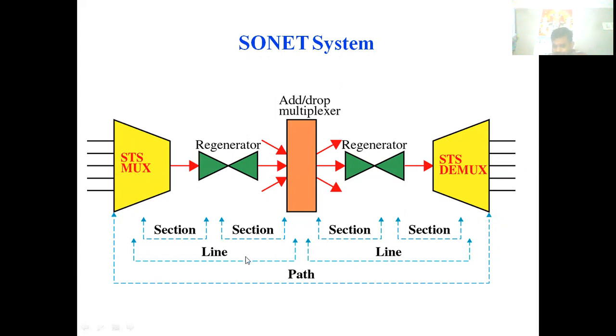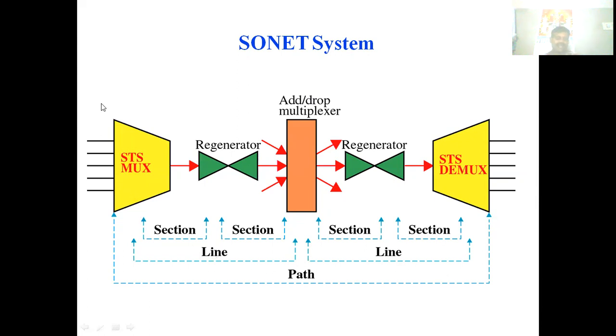Then line is a link between an STS multiplexer to add-drop multiplexer or add-drop multiplexer to STS demultiplexer. Okay, either it is the link from STS multiplexer to add-drop multiplexer or add-drop multiplexer to STS demultiplexer. That is line. Path is nothing but end to end. STS multiplexer to STS demultiplexer or terminal to terminal.